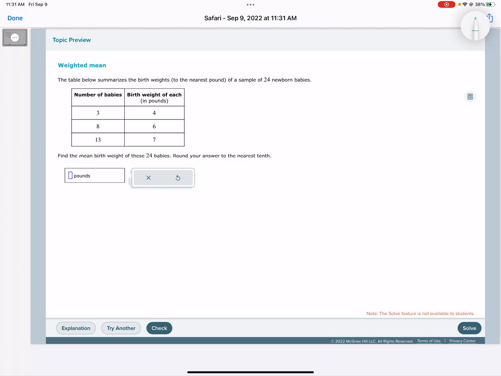So I have number of babies is 3, 8, and 13, and the birth weights are 4, 6, and 7. So the way you're going to do this is you're going to multiply all of these here and add them together. Before, if I asked you to find the mean of this, you'd do 4 plus 6 plus 7 divided by 3. But we actually have more than 3 pieces of data. I have 3 4s. I have 8 6s. And I have 13 7s.